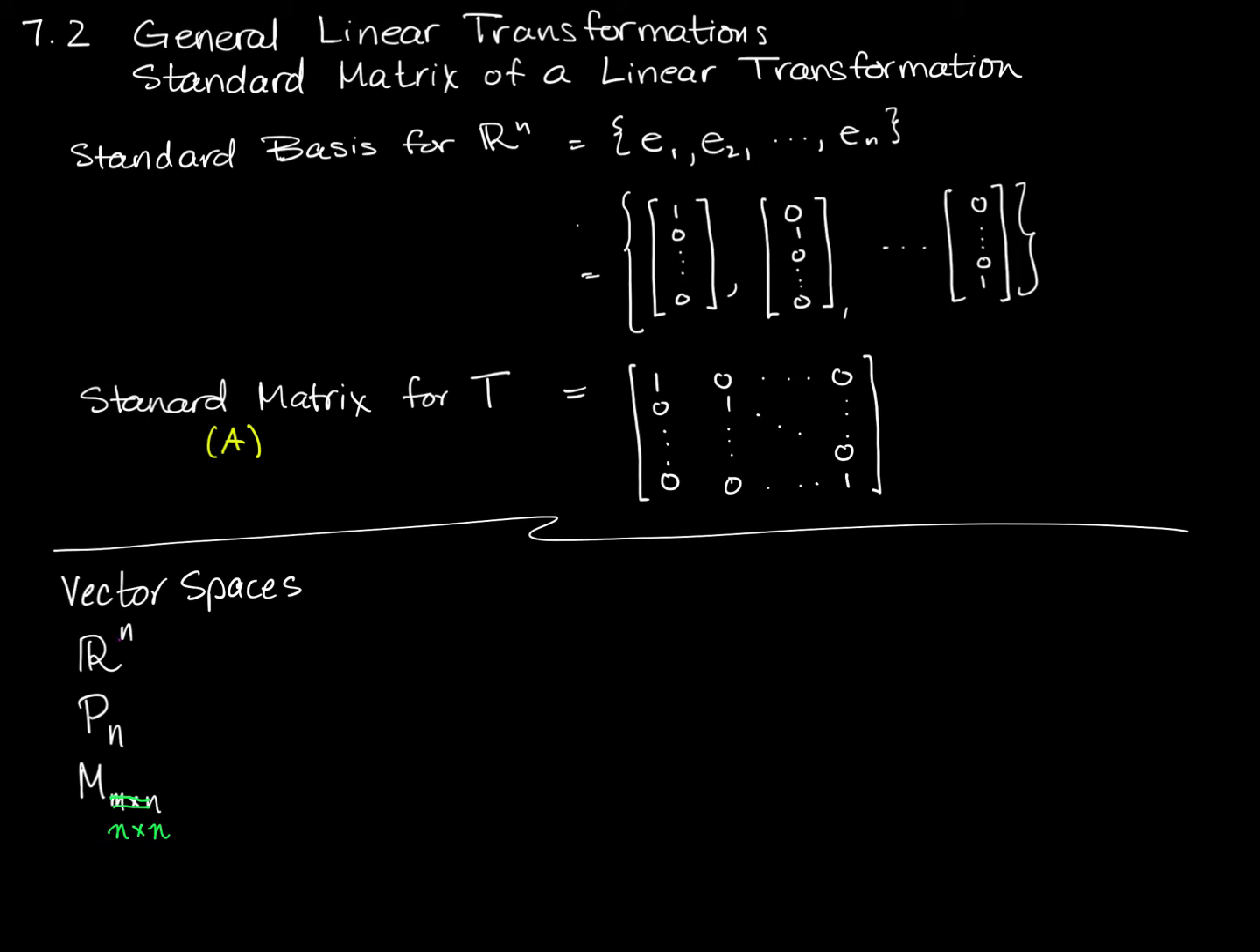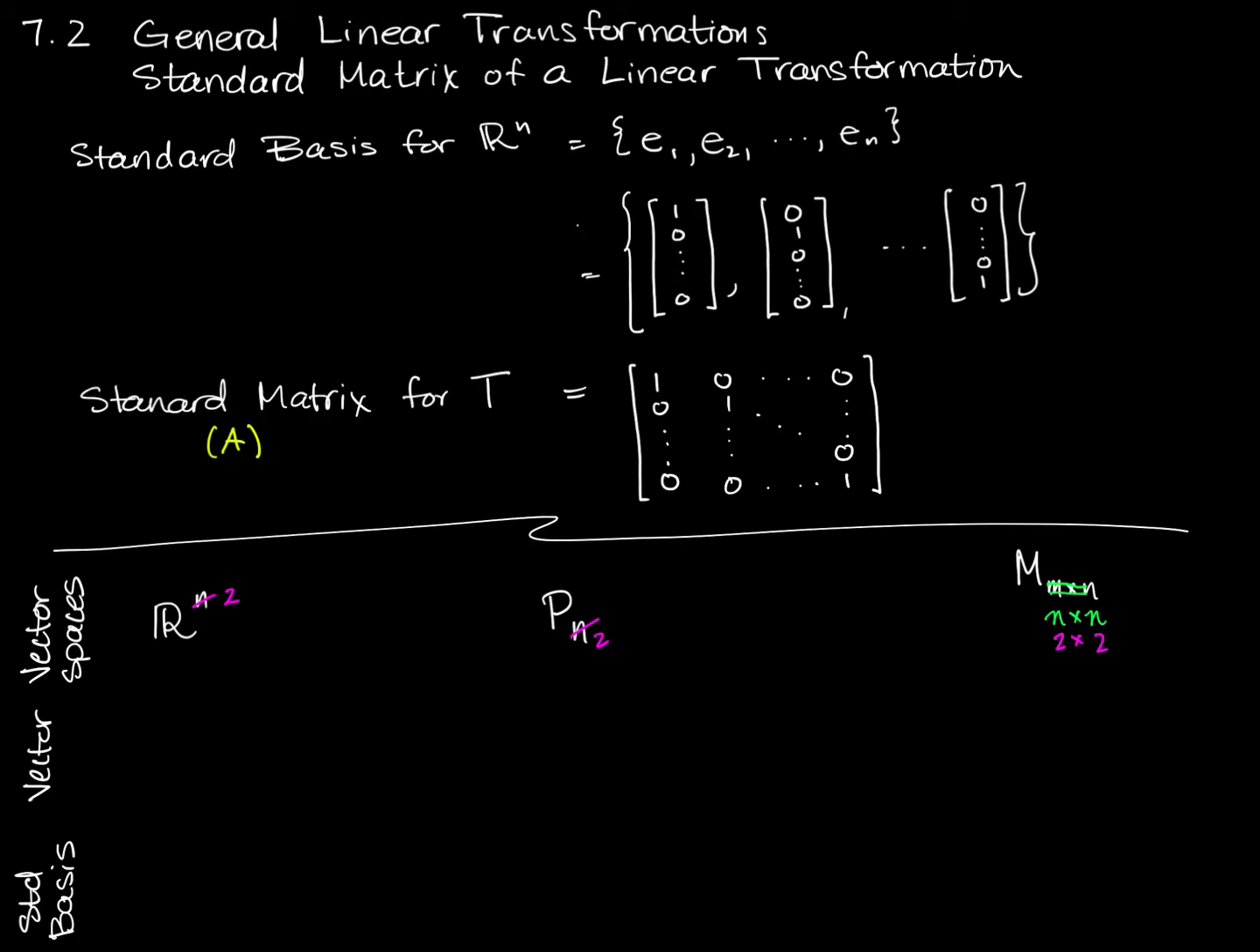I'm going to pick a couple of dimensions here. Let's just go with R2. Let's go with P2 since we're dealing with matrices that are 2 by 2. We'll just use 2 for all of our n values. And then let's take a look at what a vector in each of these spaces looks like.